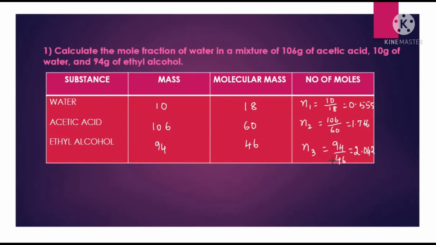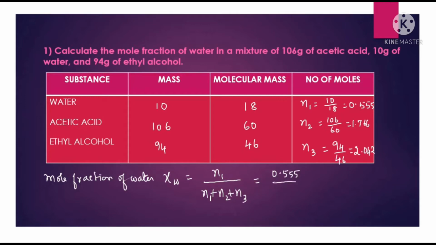Now we can calculate the mole fraction of water. How to calculate the mole fraction of water? Mole fraction of water, let us take as W, is equal to number of moles of water divided by the sum of number of moles of water plus number of moles of acetic acid plus number of moles of ethyl alcohol. You should sum up everything. Okay. Now substitute all the values.